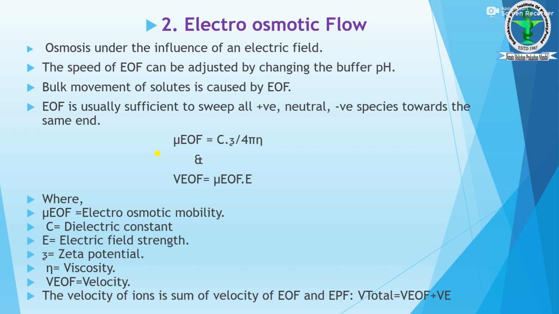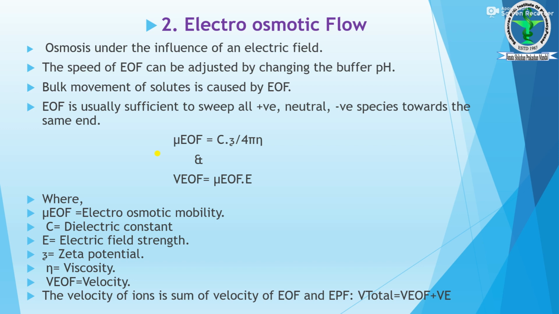So mu is the velocity, we know that mobility. The electroosmotic mobility UEOF is equal to εζ divided by 4πη. So VEOF is equal to UEOF times E. UEOF is the electroosmotic mobility, ε is the dielectric constant, E is the electric field strength. In the round note there is an E, electric field constant or electric strength. ζ is the zeta potential in the first upper equation, then η is the viscosity, and VEOF is the velocity.